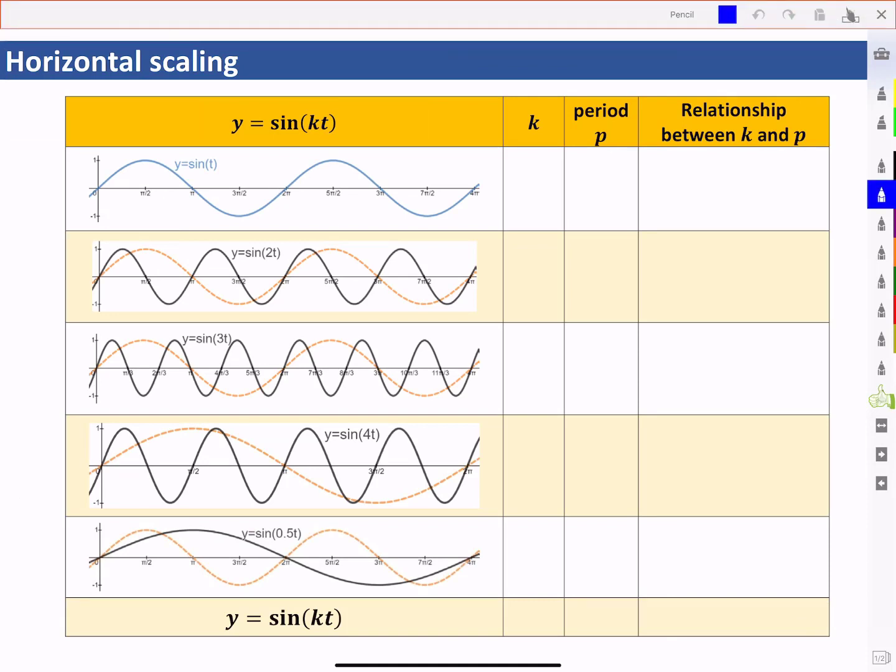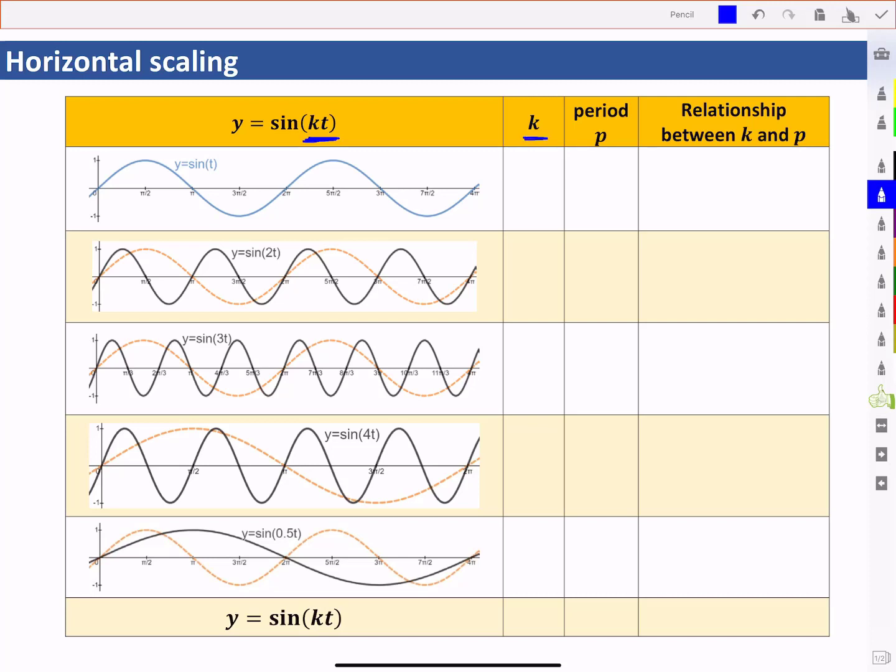Horizontal scaling occurs when the input is being scaled by a factor of k. For example, writing y equals the sine of kt communicates that the sine function is being horizontally scaled. Let's look at these various graphs of y equals the sine of kt to get an intuitive sense of how the value of k affects the graph of y equals the sine of t.